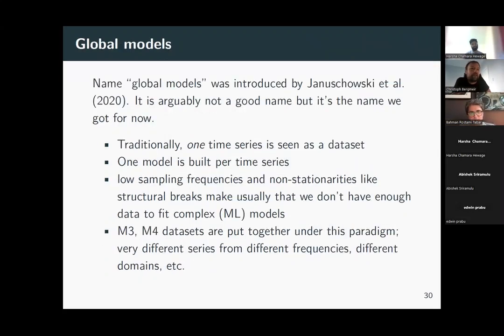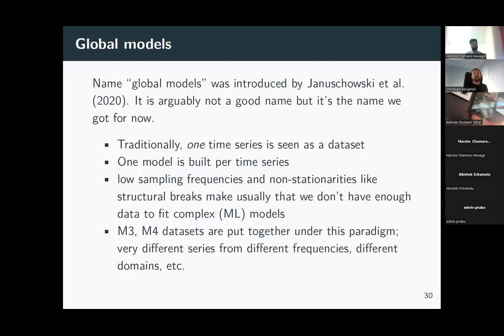So this gets us to the next part, which is global models. I think this is a very important concept now in forecasting as well. The term global models was introduced by Tim Januschowski in 2020. It is arguably not a very good name for various reasons, but it's still the name we got, so we stick to it for now.